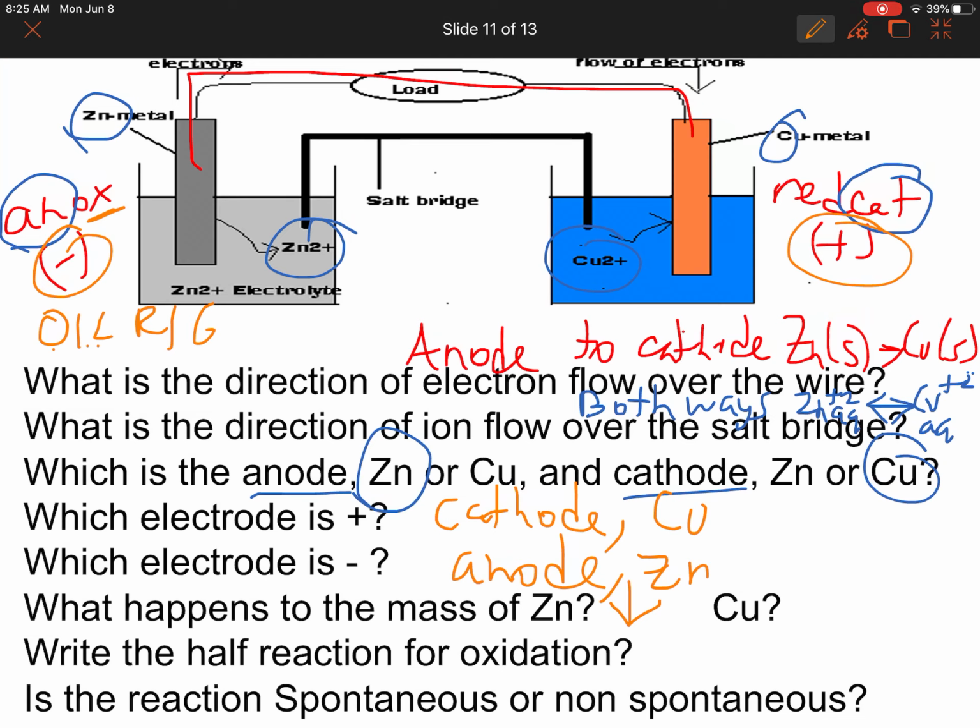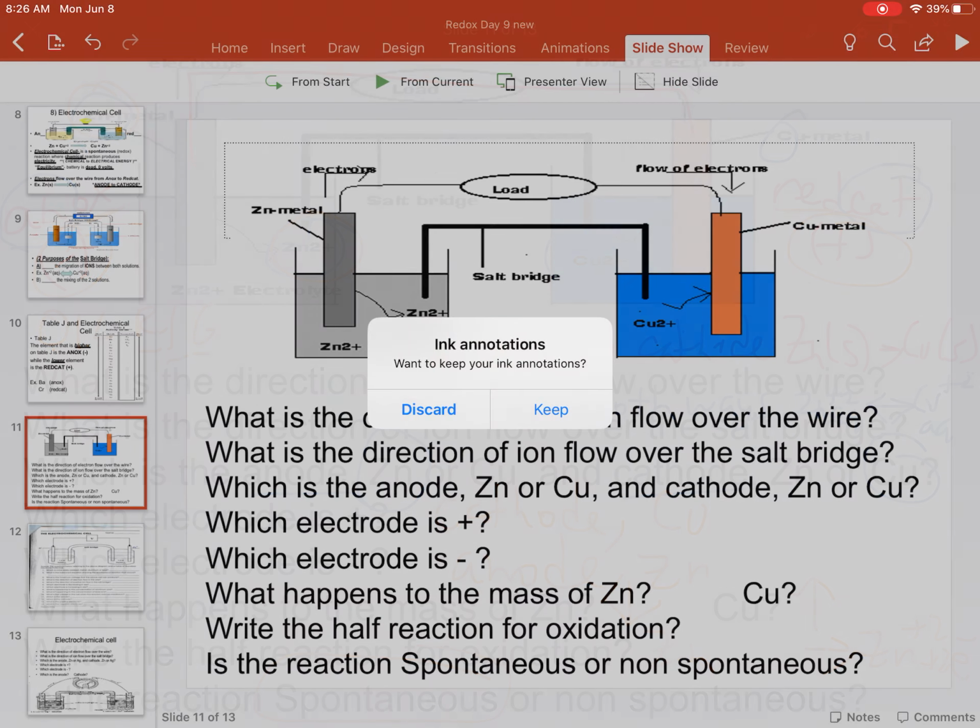Copper is on the right side. Copper undergoes reduction. Reduction is gain of electrons. What's going to happen to its mass? Well, it's going to go up. The half reaction for oxidation: Zn goes to Zn plus 2. Where do you put the two electrons? Always on the side that's more positive, so it goes right here, 2e negative. Is this reaction spontaneous or non-spontaneous? Well, whenever you see a salt bridge there, it's a spontaneous reaction.